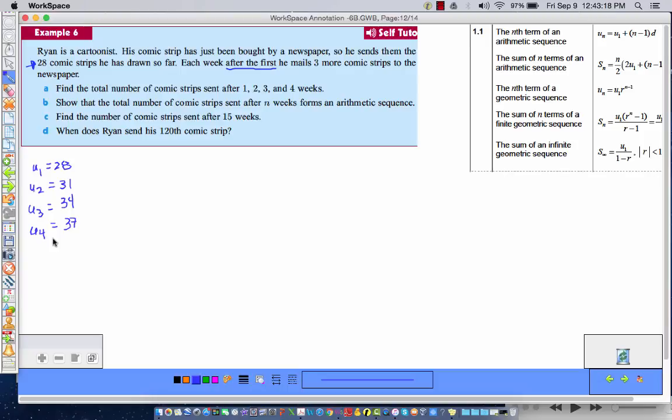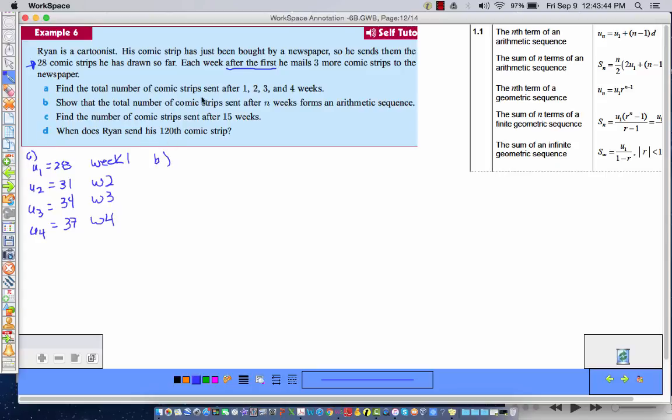And let's see. After 1. So here we go. This is week 1, right? Because they said it's after 28 comic strips he has drawn so far, each week after the first. So the first week is 28. So that's week 1. This is week 2. This is week 3. And this is week 4. Very good. So that's part A.